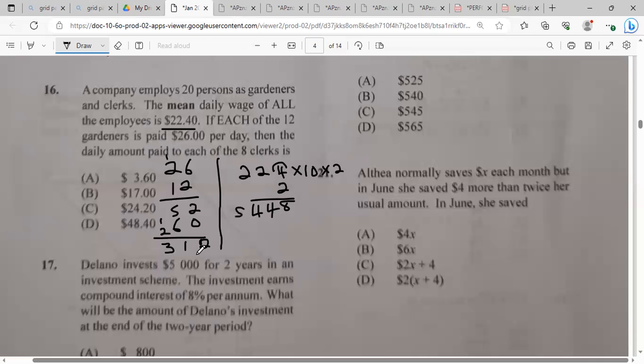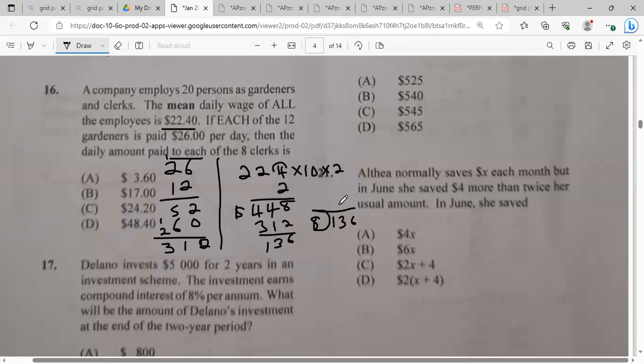So all we have to do is subtract 312 from it. We get 136. And then we divide this by 8 to get each clerk's wage. So now we divide 136 by 8 and we get the total. I don't know why they give such a little space.